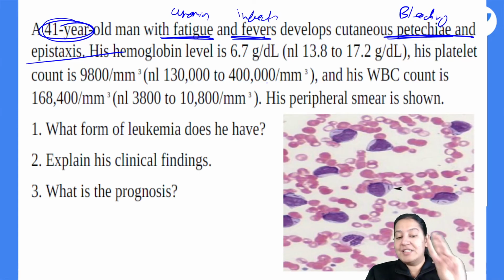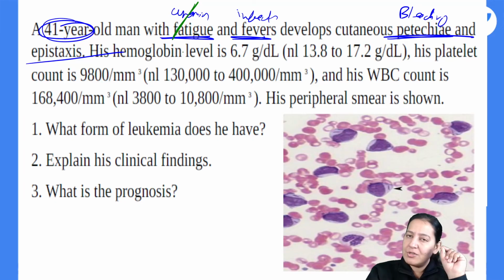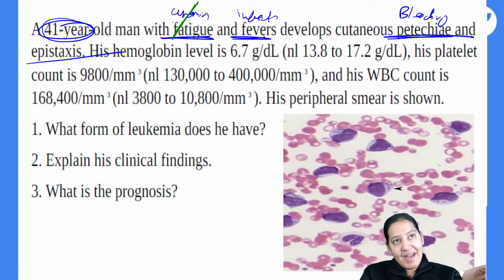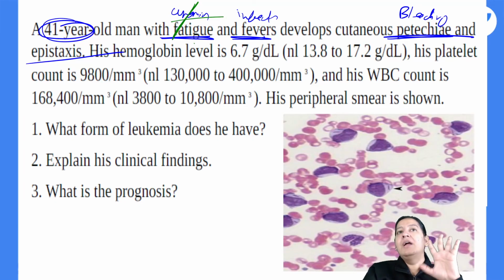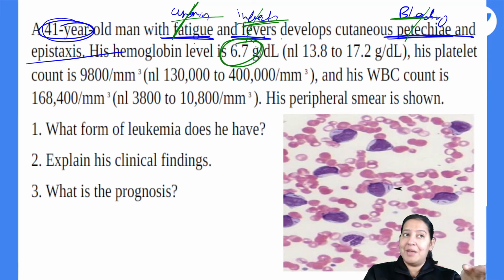Now see the three typical features of leukemia. The examiner has not directly given you anemia. Indirectly, anemia is indicated by fatigue, infection is indicated by fever, and bleeding is indicated by petechiae and epistaxis. Hemoglobin is 6.7, so of course the patient has severe anemia. Platelets are only 9,000, so the patient has low platelets also.